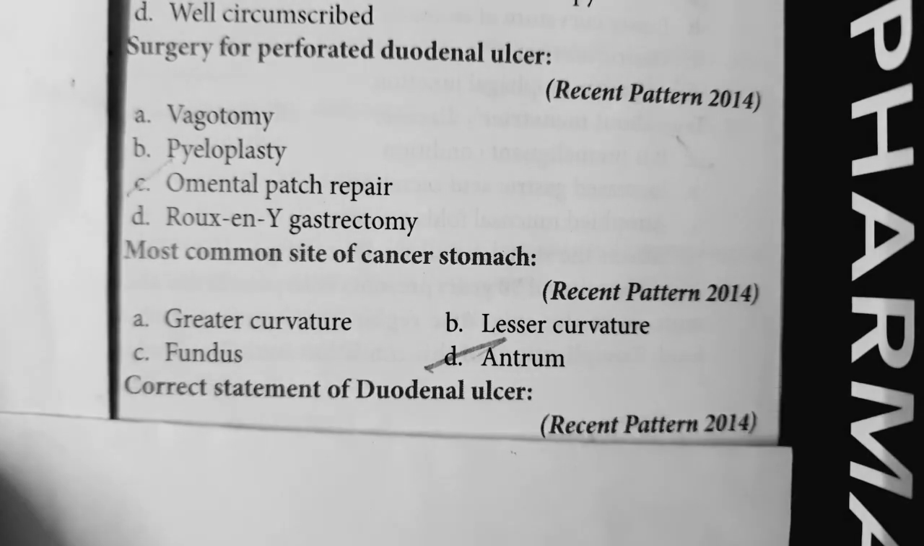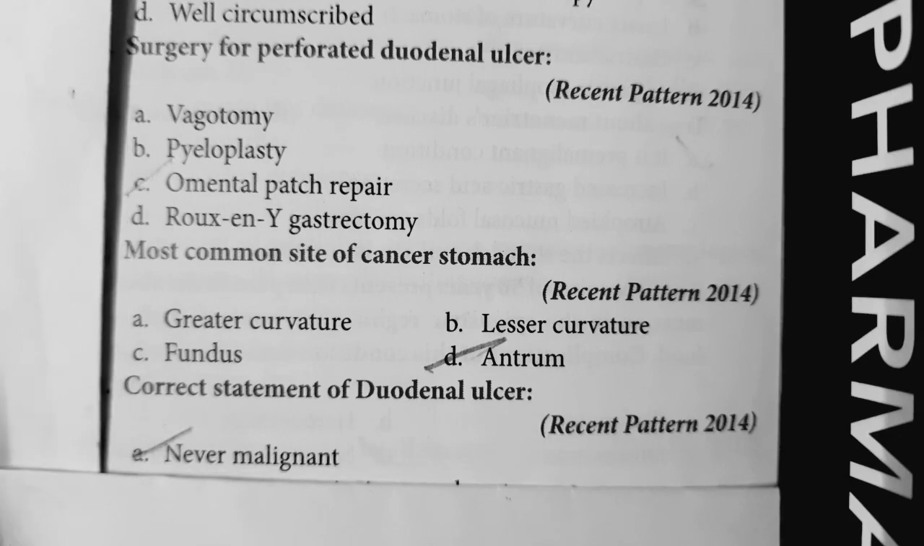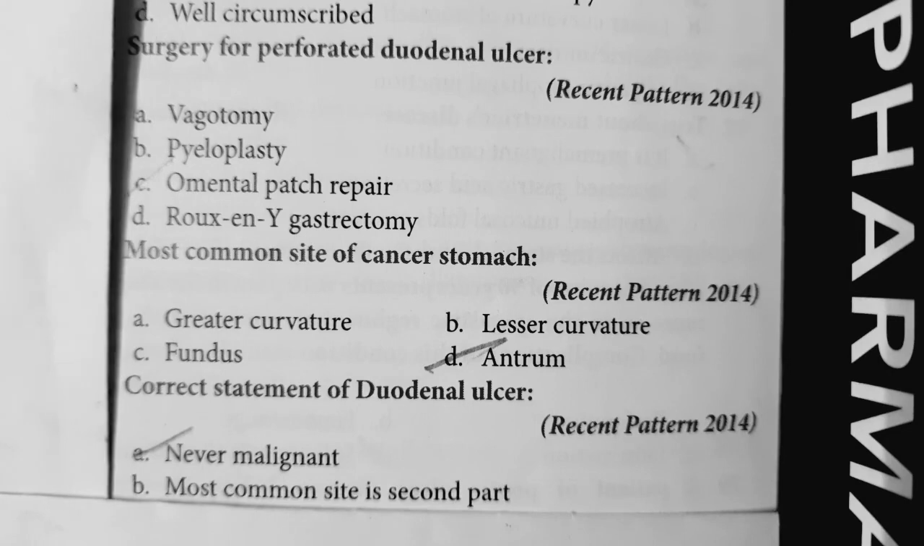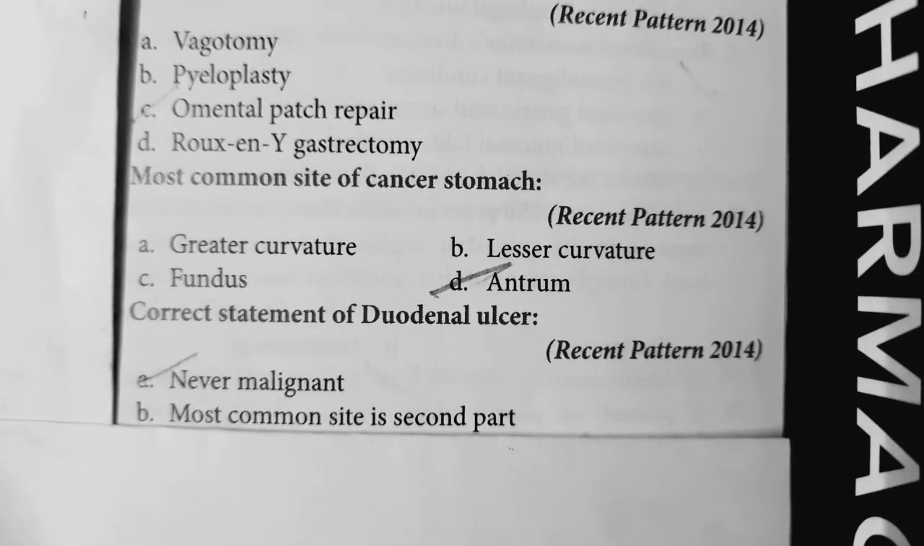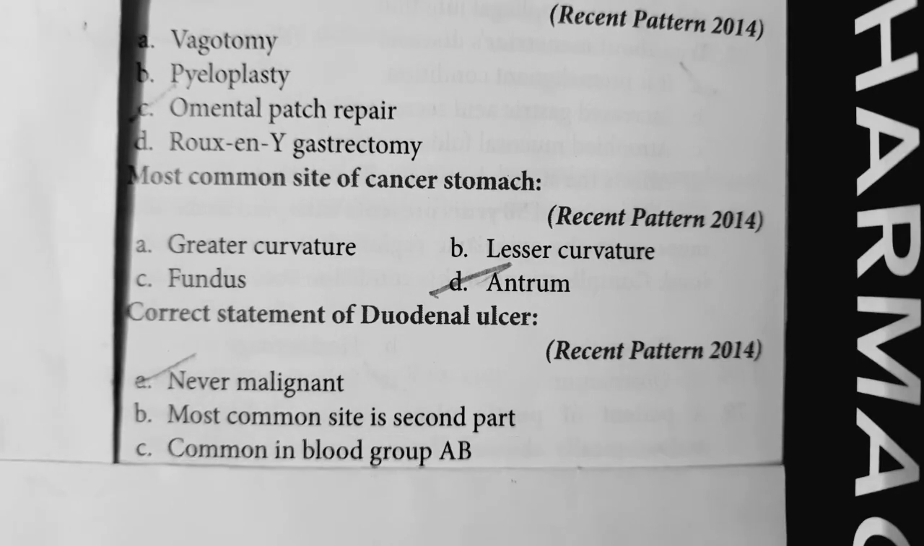Then question number 6. Correct about duodenal ulcer is. First statement. Duodenal ulcer is never malignant. True. In gastric ulcer you see 0.5 to 1% of malignancy, whereas duodenal ulcer is never malignant. Then statement 2. Most common site of duodenal ulcer is in second part of duodenum. Actually false. Most common site of duodenal ulcer is first part of duodenum.